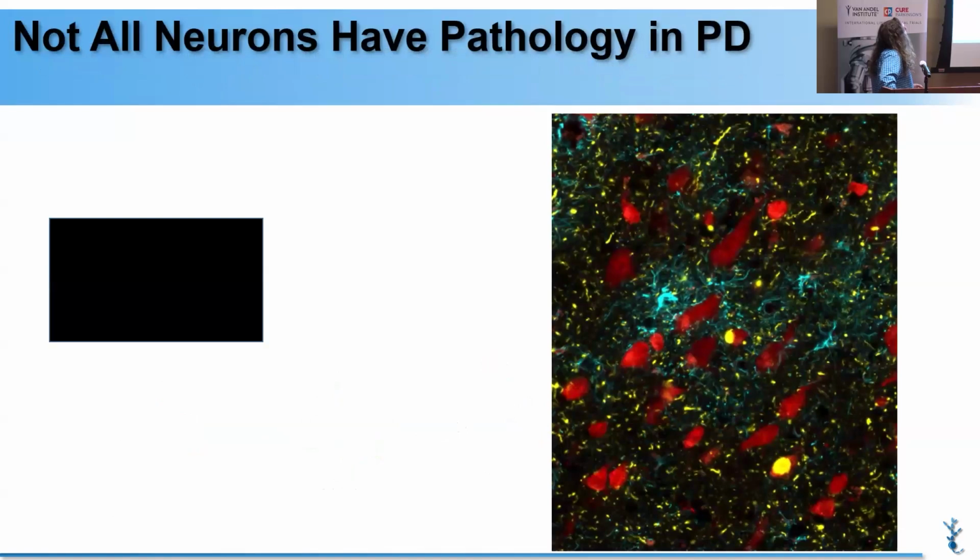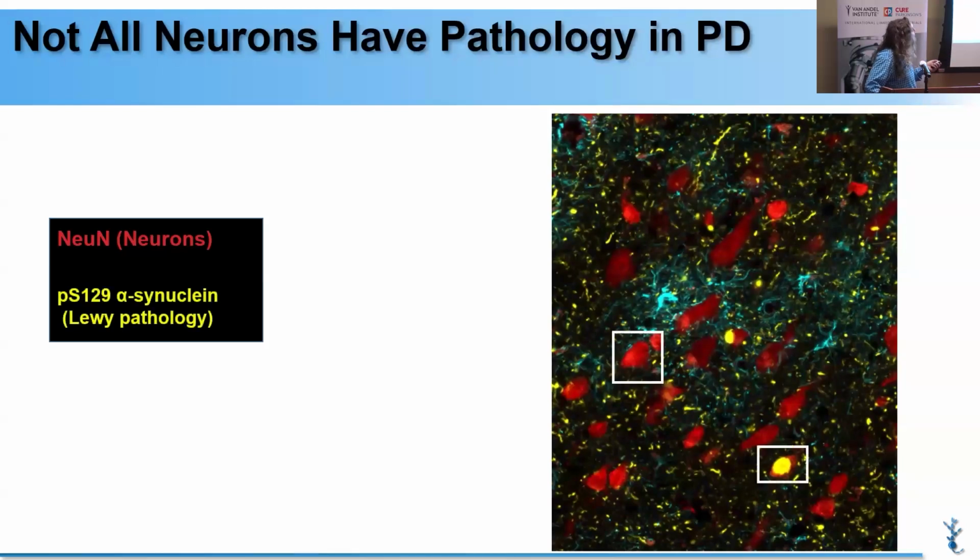And so what I want to highlight here is that it really is true that not all neurons have pathology in Parkinson's disease. So on the right here is actually an image of a piece of brain tissue, and in red these are neurons, right? And you can see from this same brain, in yellow, there's the marker for this Lewy pathology, which is phosphoserine 129 of alpha-synuclein. That specific phrase doesn't really matter. Just know that the yellow is where the Lewy pathology is. You can see in the same piece of brain tissue that there are neurons very nearby each other within the brain that have pathology and do not have pathology.